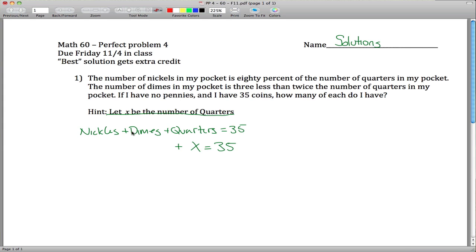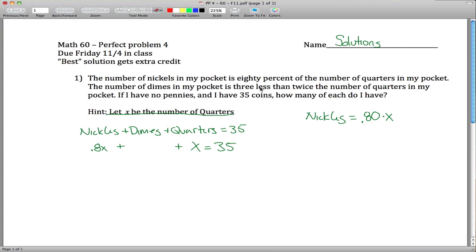And then I have to figure out what I want to write for nickels and dimes. Let's see, the number of nickels, this is using this first sentence here, means equals. 80% is 0.80, of means times the number of quarters. We already said the number of quarters is x, so nickels is equal to 0.80 times x, so over here we could write 0.8x.